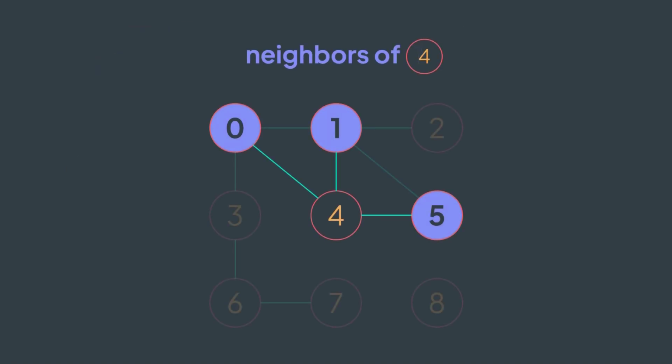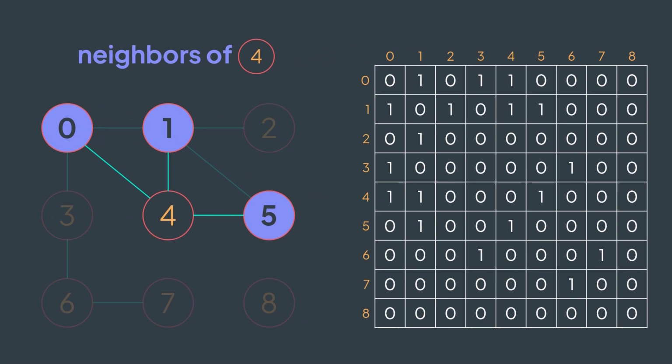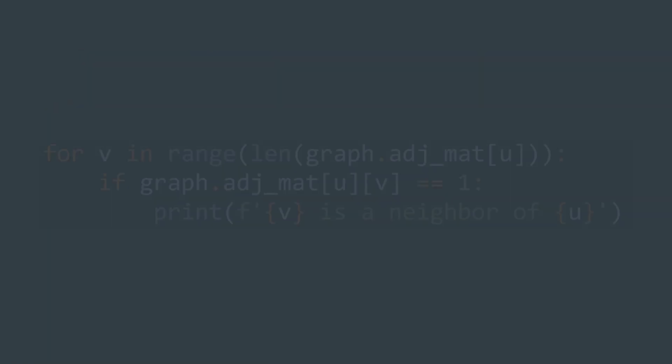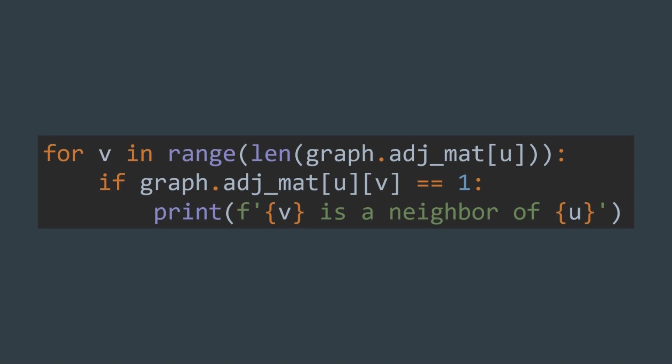Next operation, traversing neighbors. Neighbors of a vertex U are vertices V with which there is an edge between U and V. And to find them, we traverse the row U in the adjacency matrix and check cells where there is a 1. For example, in this matrix, in the row 4, cells where there is a 1 are 0, 1, and 5. So neighbors of the vertex 4 are 0, 1, and 5, as you can see in the graph. In code, we traverse vertices V, and if edgemat of U, V is 1, then V is a neighbor. We perform the action we want, for example, printing it here.